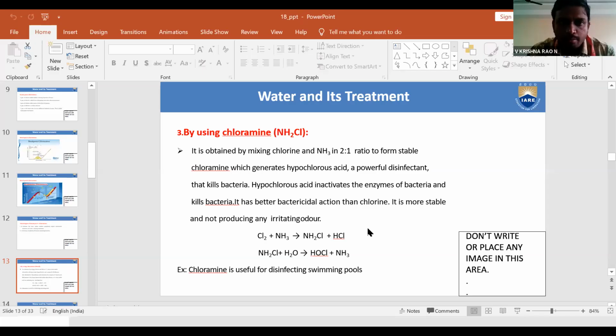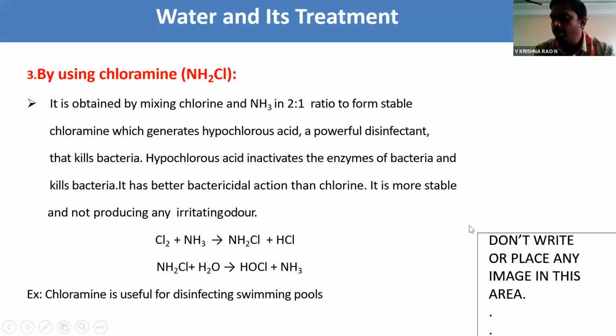In the last class, we discussed break point of chlorination. Today we are going to discuss how, by using chloramine, we remove the pathogenic bacteria present in the water. How are we going to obtain this chloramine?